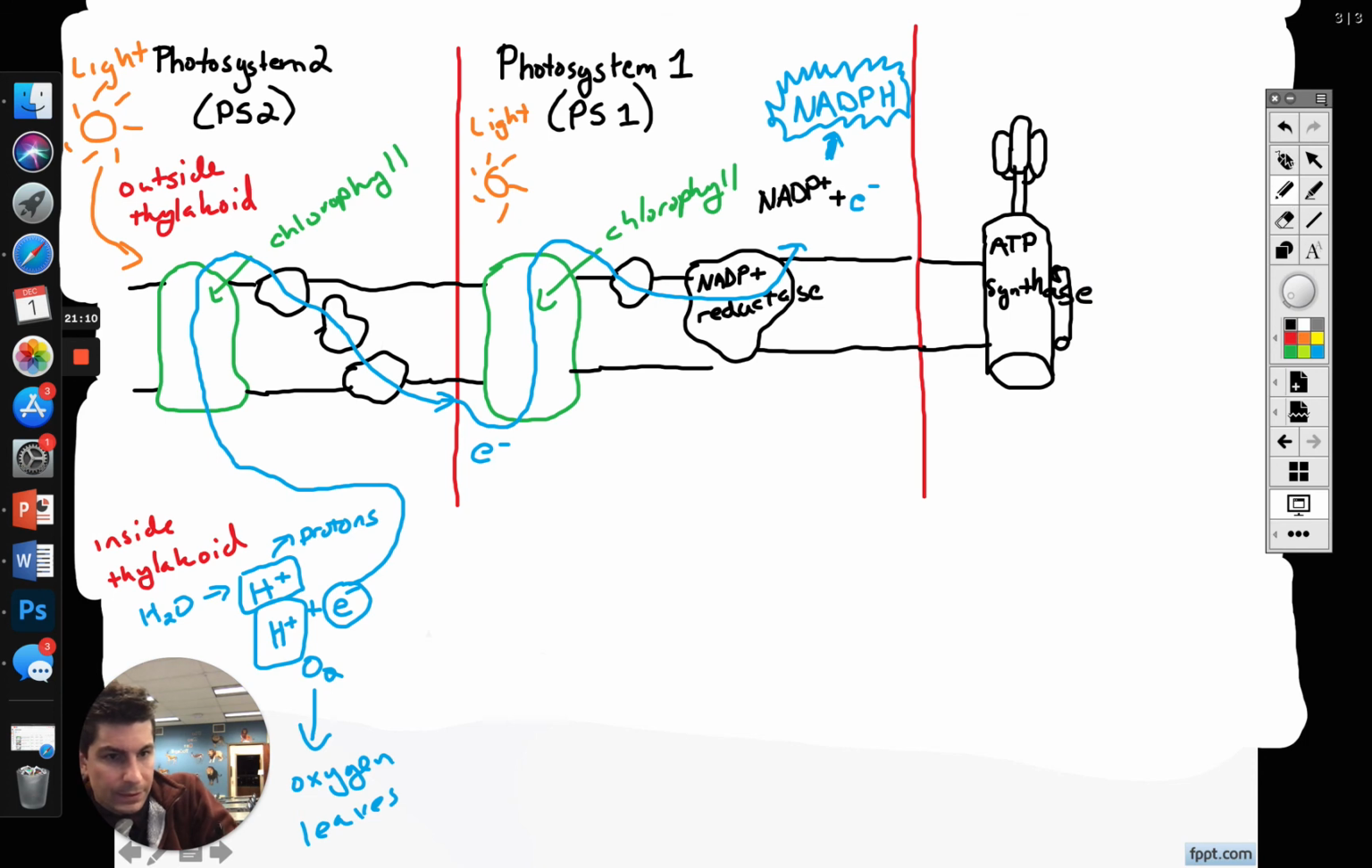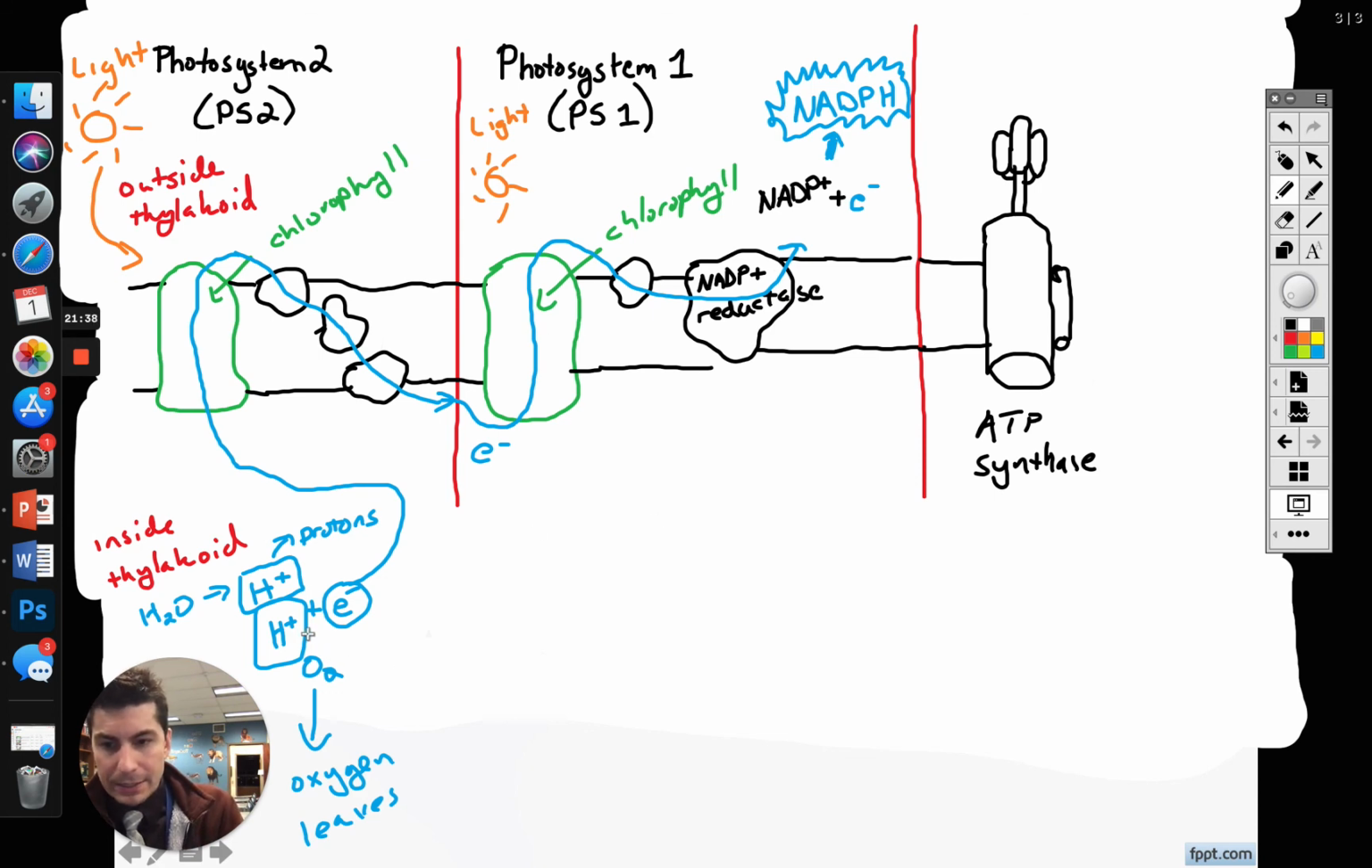I'll label it outside. This is ATP synthase. Before we get to photosystem number 1, I didn't want to draw this because ATP synthase is way downstream from all this.